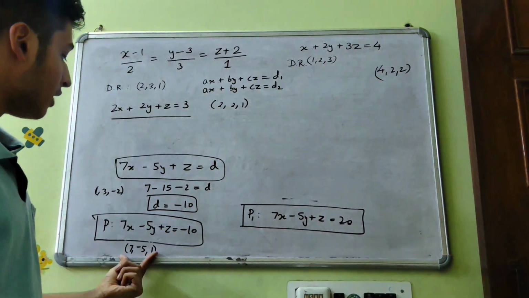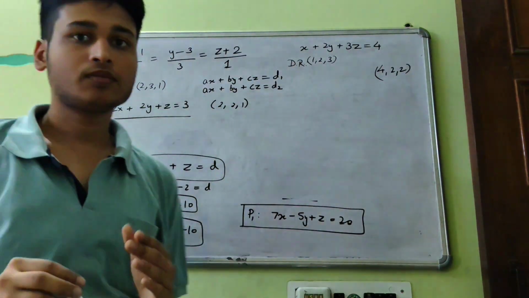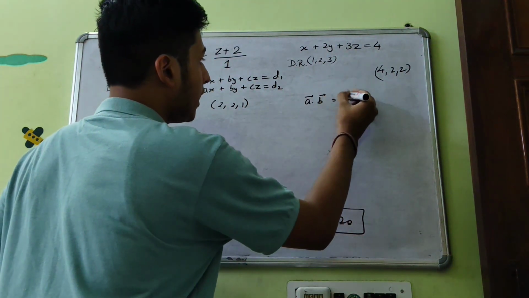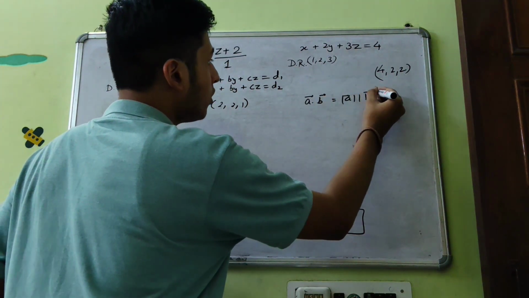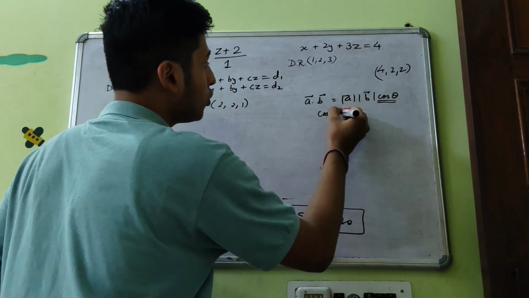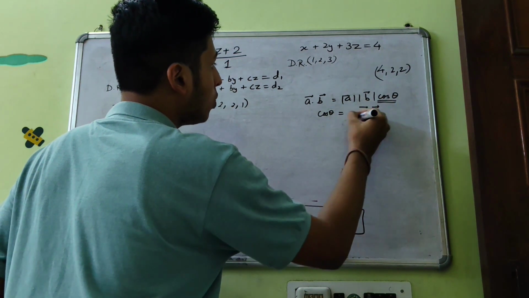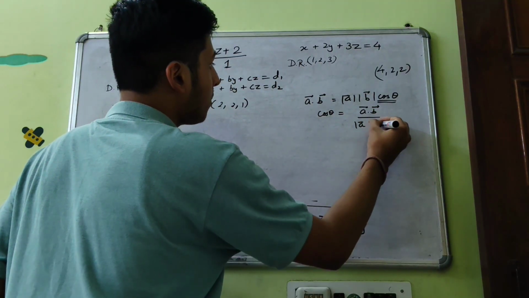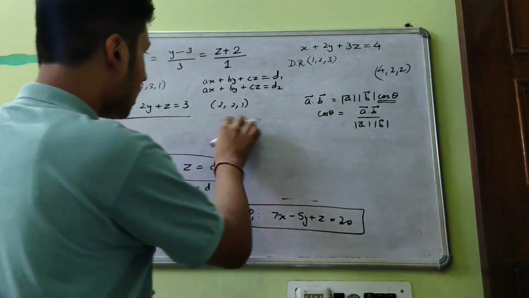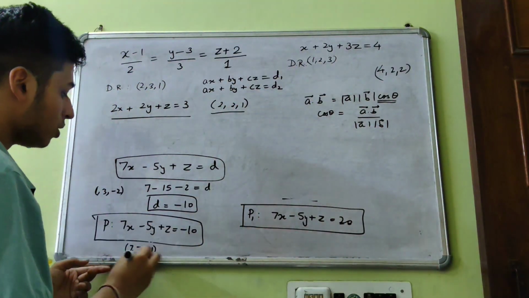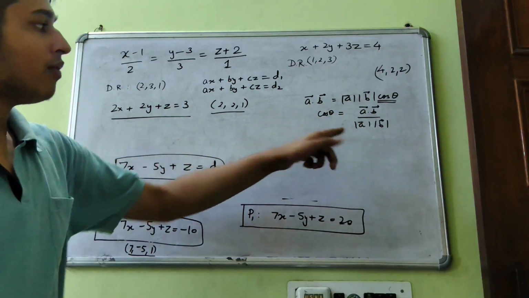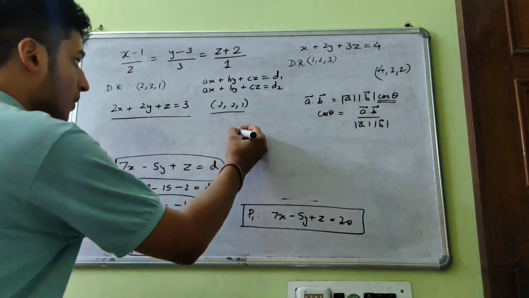So basically this is one vector and this is another vector. We know that A dot B is magnitude of A, magnitude of B, cos theta. So this cos theta would be A dot B over magnitude of A, magnitude of B. So this will be the angle. These are two vectors, the direction ratios of two lines, and by using this formula we can find the acute angle between them.